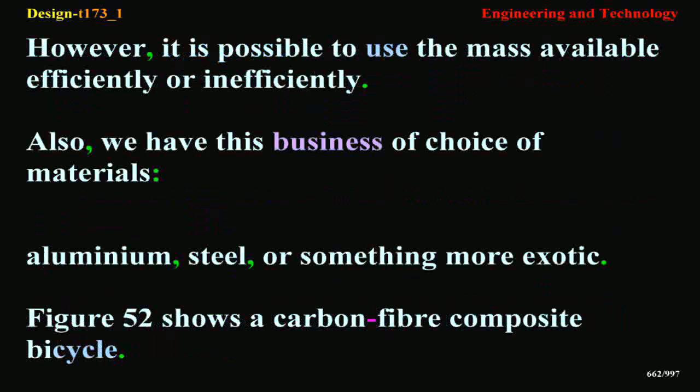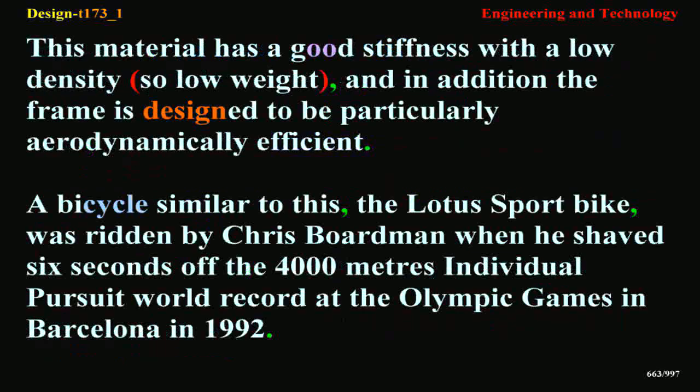Also, we have this business of choice of materials. Aluminum, steel, or something more exotic. Figure 52 shows a carbon fiber composite bicycle. This material has a good stiffness with a low density, so low weight, and in addition the frame is designed to be particularly aerodynamically efficient. A bicycle similar to this, the Lotus Sport Bike, was ridden by Chris Boardman when he shaved 6 seconds off the 4,000 meters individual pursuit world record at the Olympic Games in Barcelona in 1992.